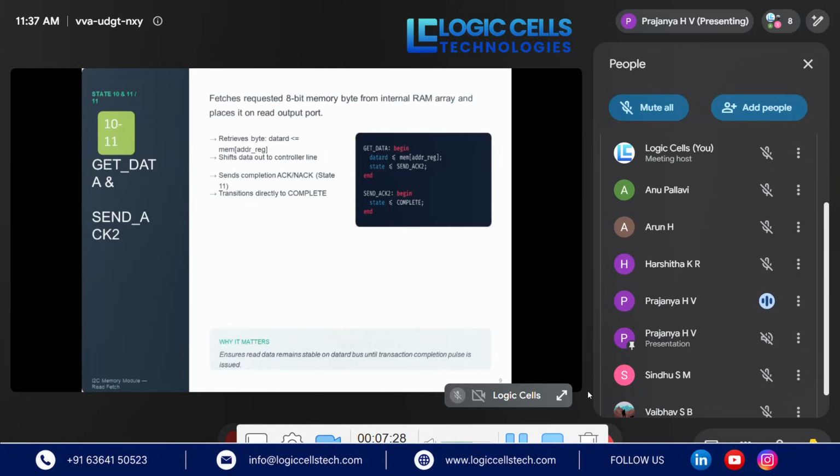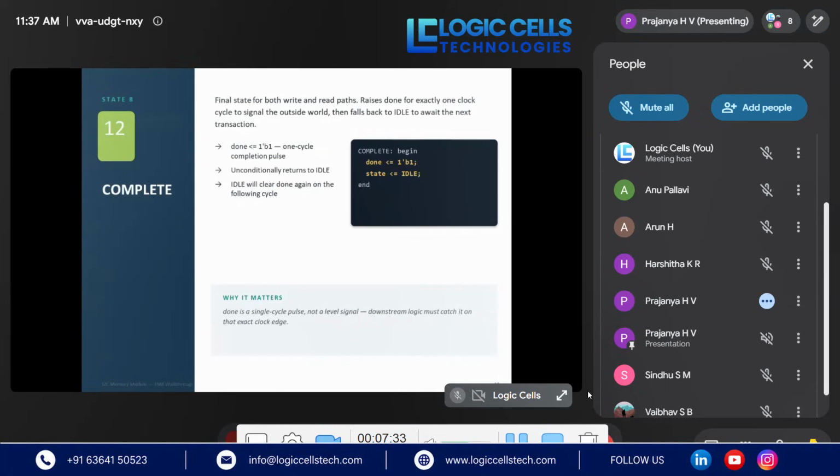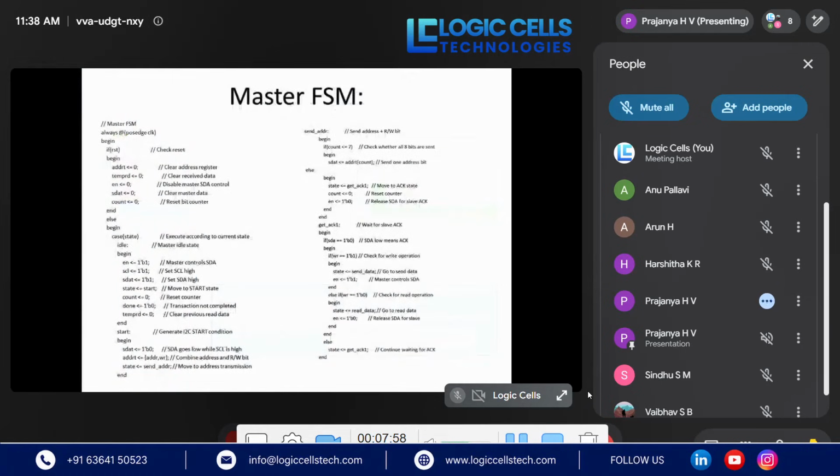Then it finally transitions to the complete state, which indicates the transaction is finished. It is unconditionally returned, and after completion it returns to the idle state, as idle is declared as the default for the next cycle. And this is the master FSM of the code.